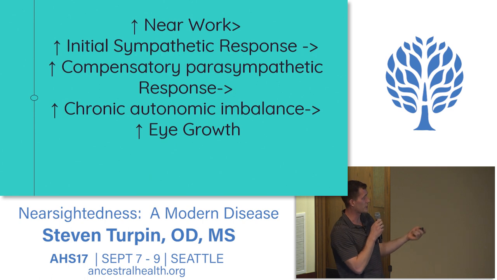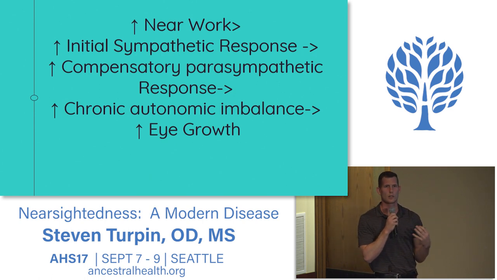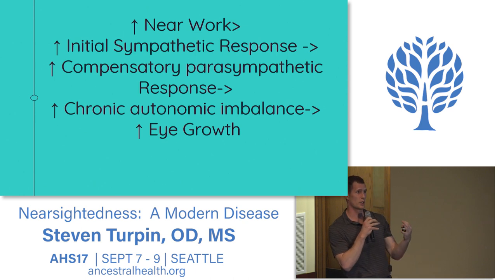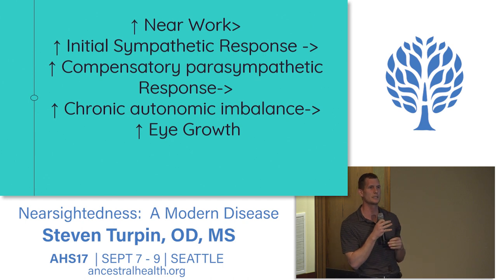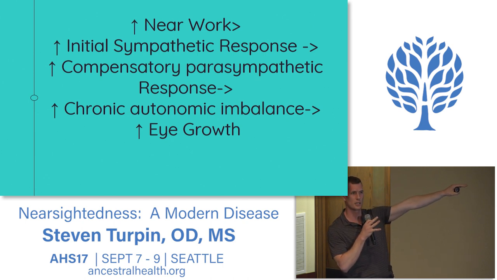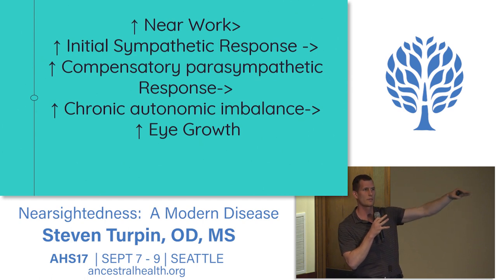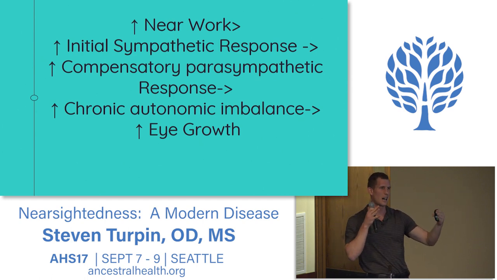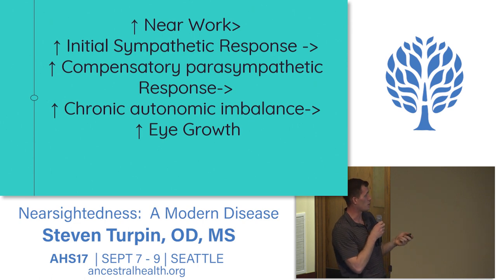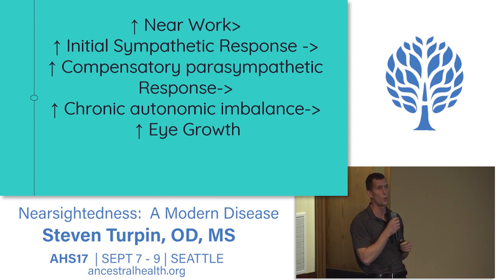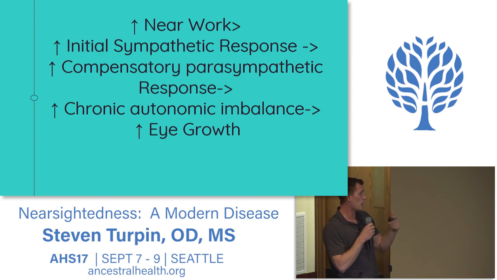And what you get is that autonomic imbalance, and then the eye saying, I'm doing all of this work, the brain saying, I'm doing all of this work. Why do I have to put forth so much effort to keep things clear? Wouldn't it be easier for me to just grow? And then I don't even have to use the focusing system anymore. Everything's naturally up close to me because the eye is longer, okay? And so that, I think, is a signal to the eye to continue to grow, but we haven't figured out what the mechanism is yet.